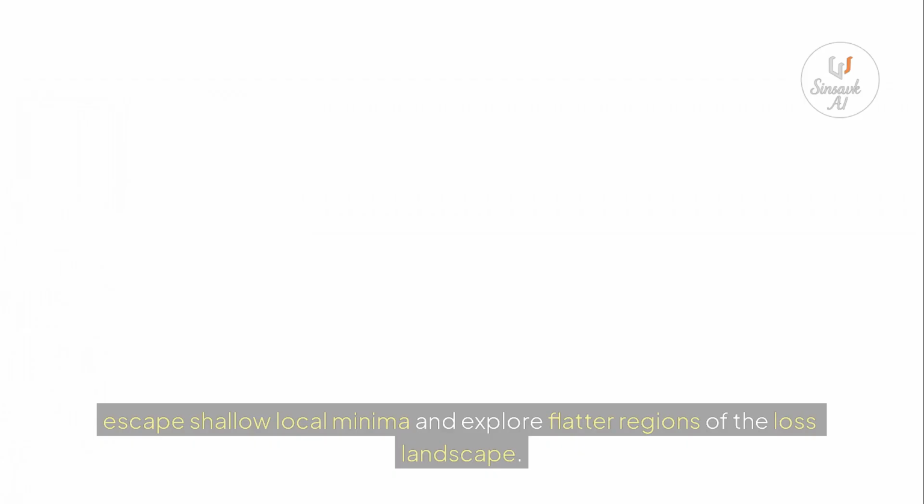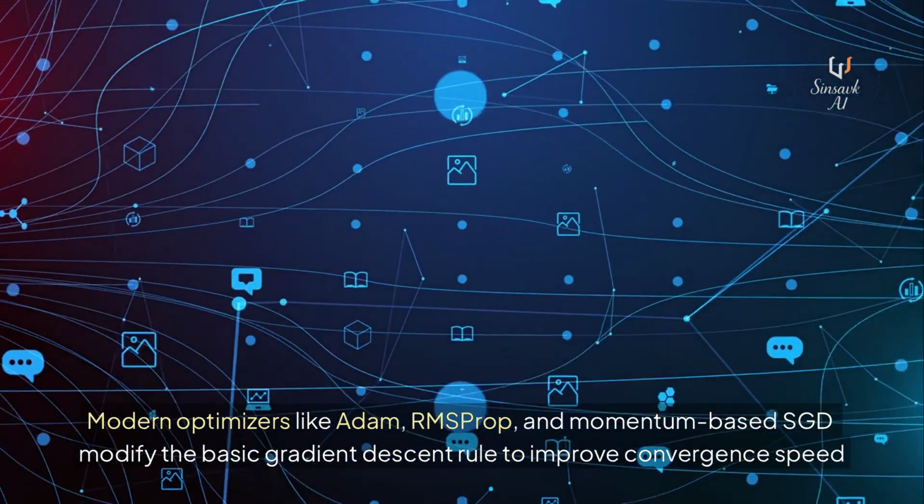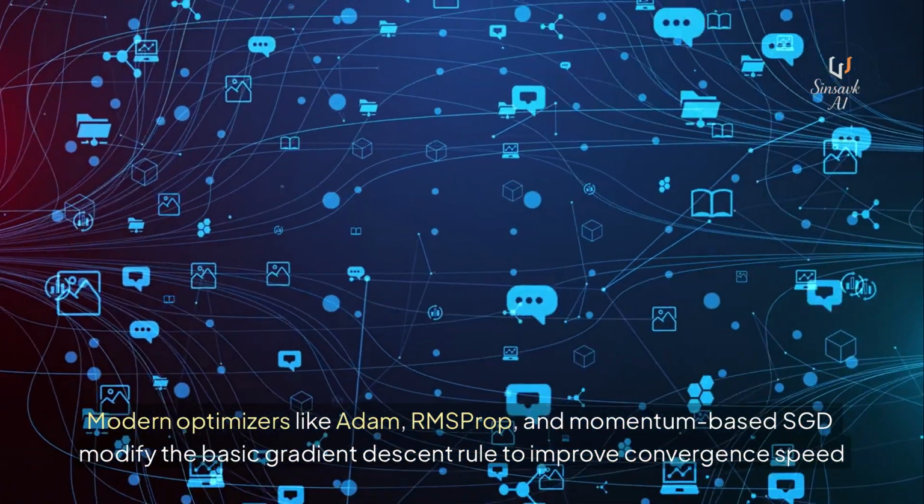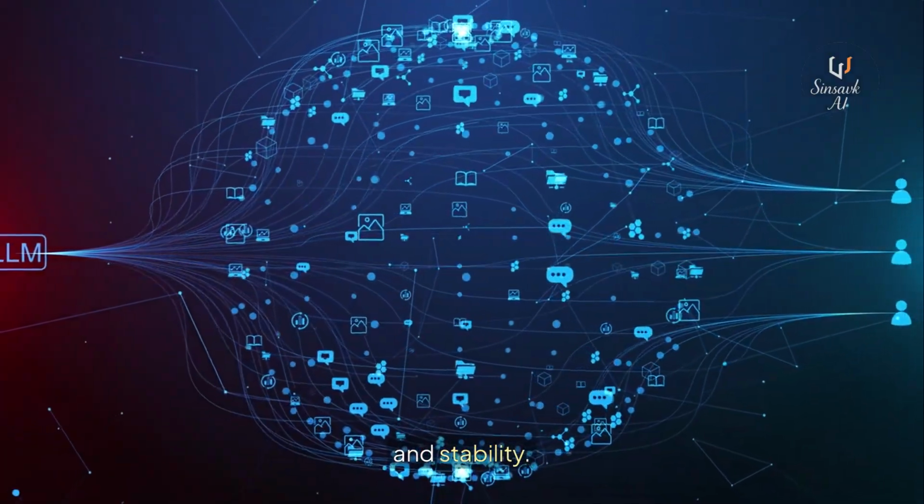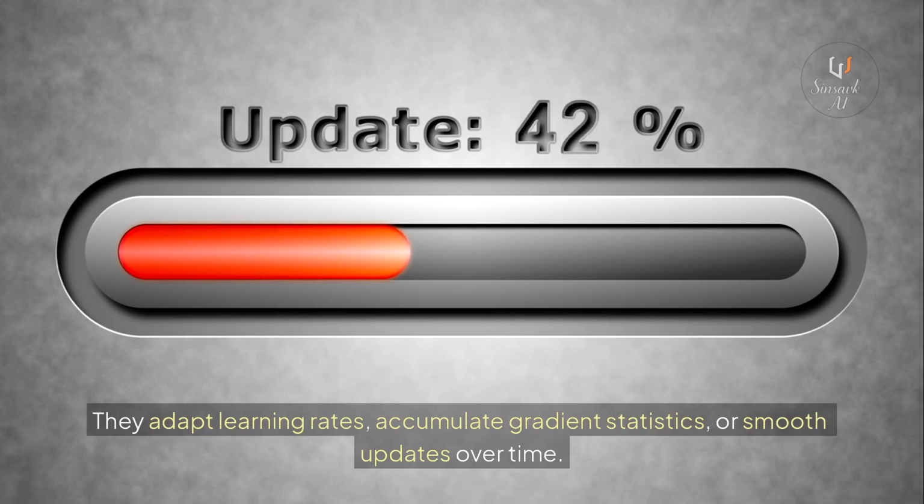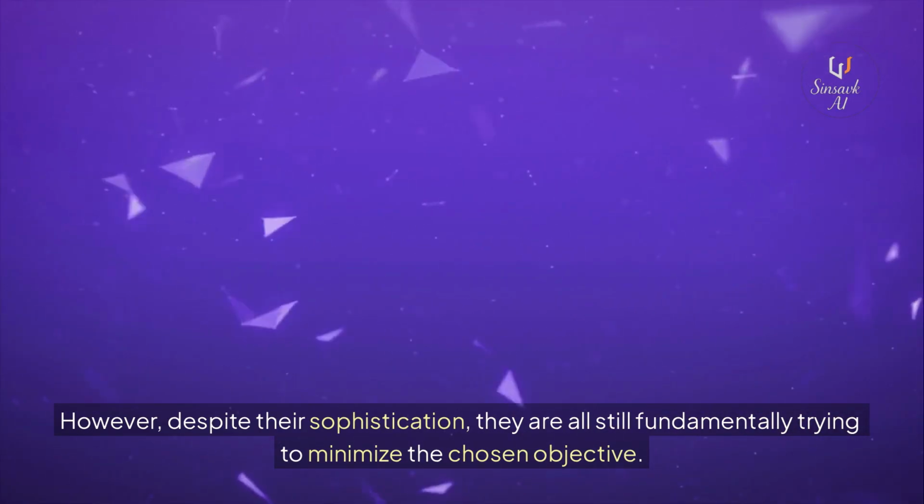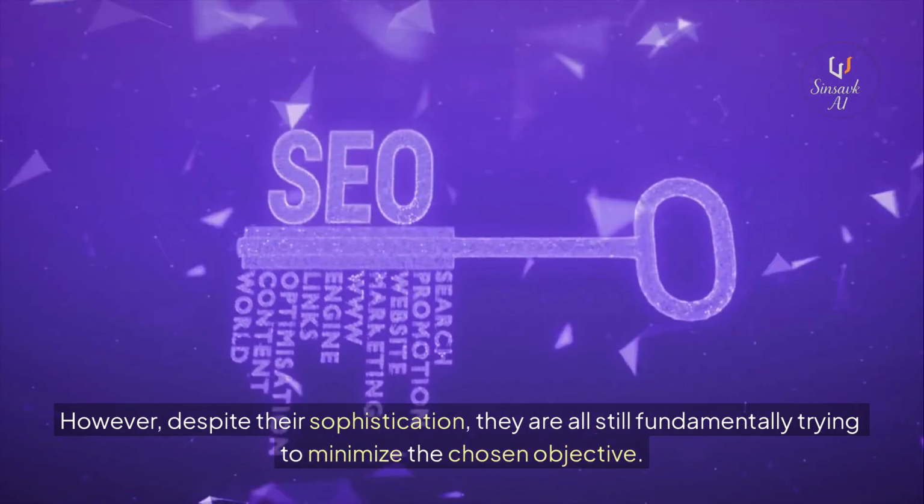Interestingly, this noise is often beneficial because it helps the optimizer escape shallow local minima and explore flatter regions of a loss landscape. Modern optimizers like Adam, RMSprop, and momentum-based SGD modify the basic gradient descent rule to improve convergence speed and stability. They adapt learning rates, accumulate gradient statistics, or smooth updates over time. However, despite their sophistication, they are all still fundamentally trying to minimize the chosen objective.